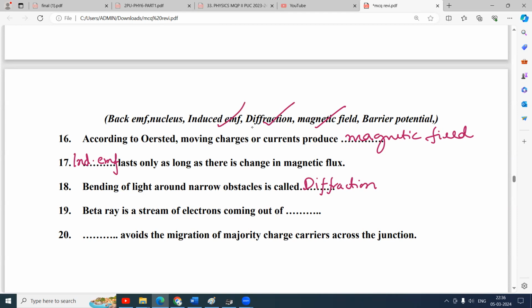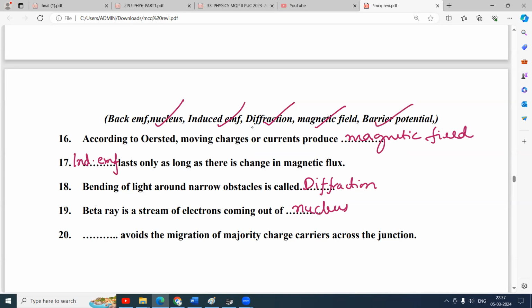Beta ray is a stream of electrons coming out of the nucleus, and it is not the electrons which are revolving around the nucleus producing beta ray. They are revolving by themselves. They have nothing to do with the radioactivity. Beta ray is actually the electrons coming out of the nucleus, and it is the conversion of neutron into proton and electron. Proton remains inside, electron comes out. That is called beta ray. So nucleus, yes.